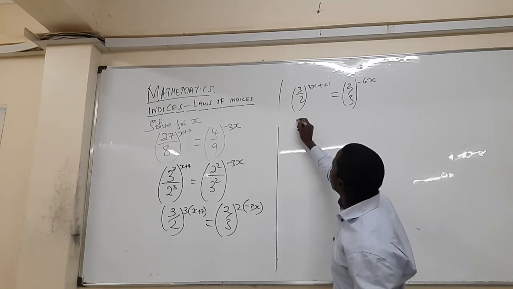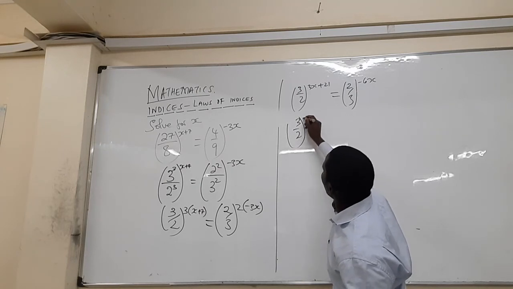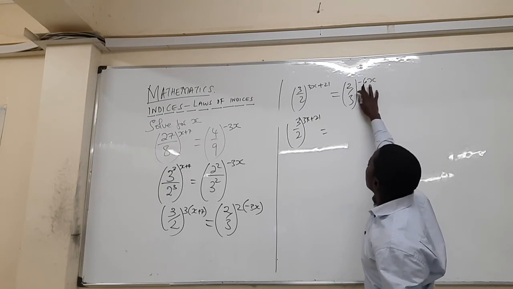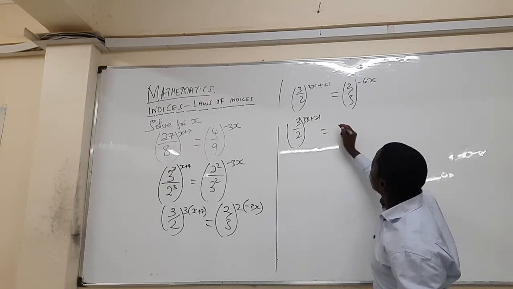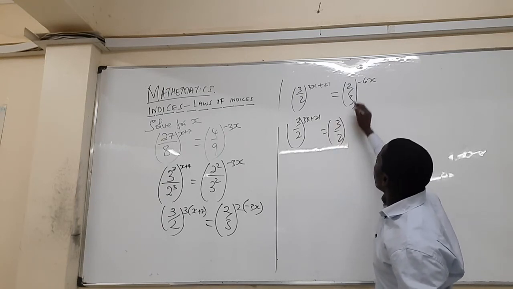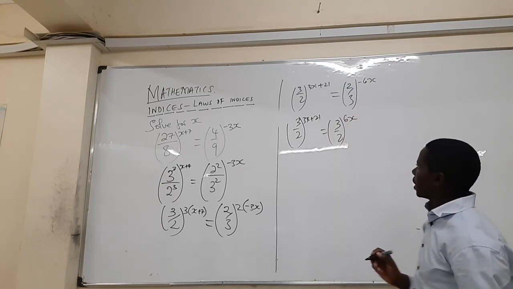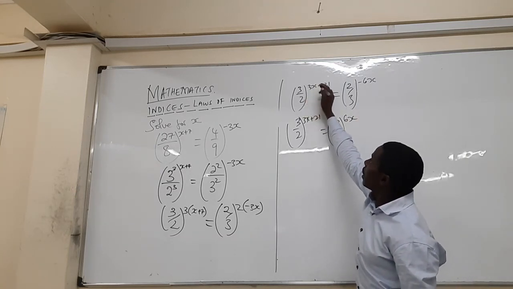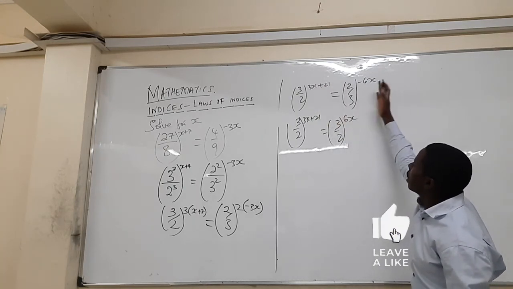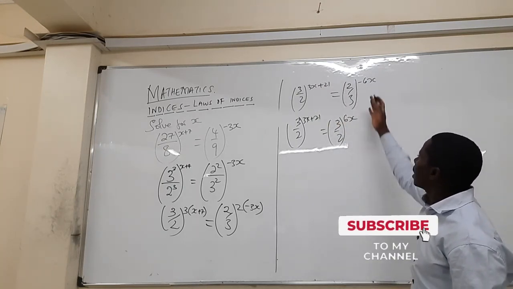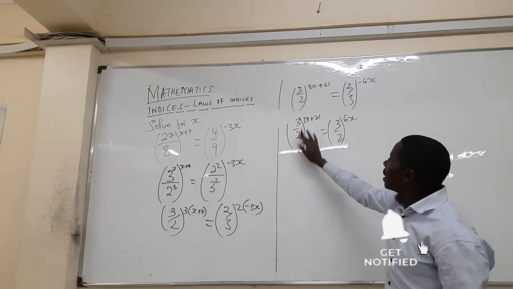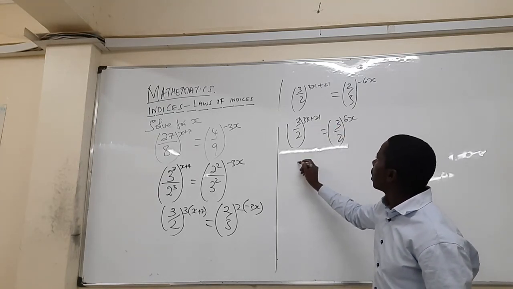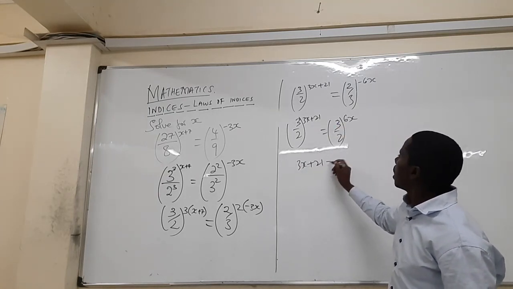So we are going to have 3 over 2 power 3x plus 21 is equal to, now when we change the sign, the reciprocal of 2 over 3, which is 3 over 2, power now positive 6x. You can also change on the other side, but then you change everything to be minus. This one is a bit simpler because it's direct. Now our bases are the same, 3 over 2, 3 over 2. We can drop them and be left with the powers, that is 3x plus 21 is equal to 6x.